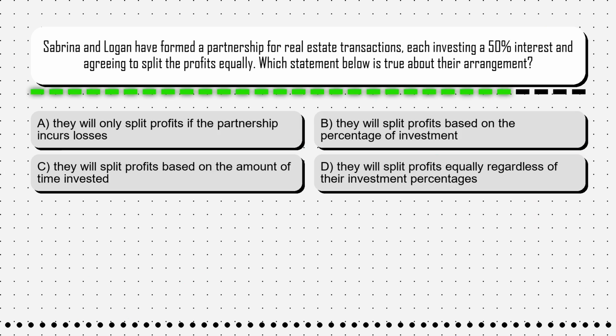Question 74. Sabrina and Logan have formed a partnership for real estate transactions, each investing a 50% interest and agreeing to split the profits equally. Which statement below is true about their arrangement?